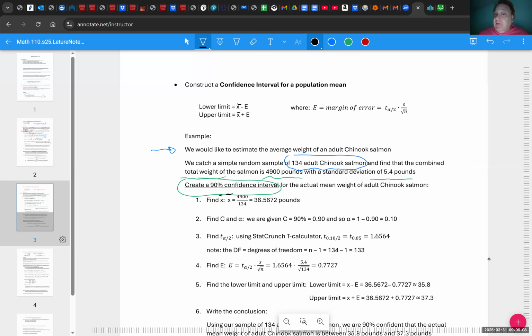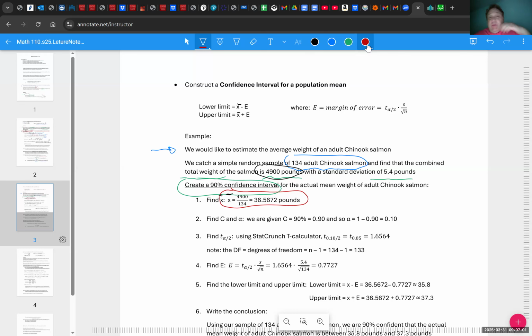There are 134 salmon, and adding up all the weight gives you 4,900 pounds. We were told that the total weight was 4,900 pounds. So we take the 4,900 pounds of total weight, divide by how many salmon there were, and that will give you the average. Sometimes they just give you the average outright. I did an example here where you had to do a calculation just to make sure that you see how that works. So we take the 4,900 pounds, divide by the 134 fish, and you get an average weight of 36.5672 pounds. Feel free to grab your calculator and check that calculation of 4,900 divided by 134. So this is our X bar value. That is our sample mean. We're going to use the sample mean to help us estimate the population mean.